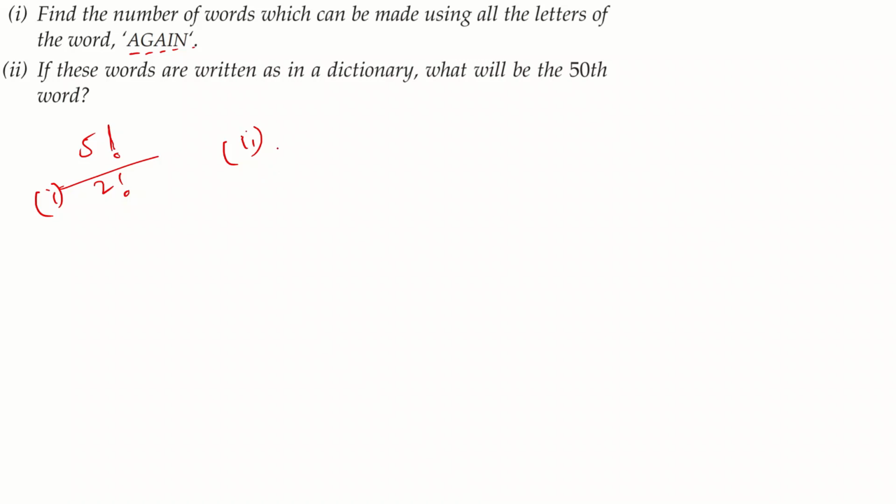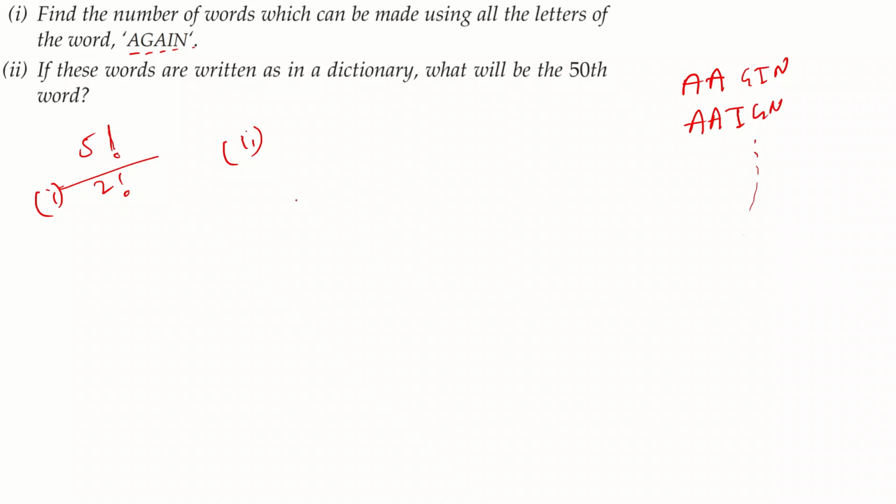Okay, this question is somewhat interesting. So it's asking that if you write down all these permutations in the form of a dictionary, that means the first word will be A, G, I, N. This will be the first word. Then the second word will be A, I, G, N, and then you keep on arranging all these permutations as in a dictionary. Then what will be the 50th word?